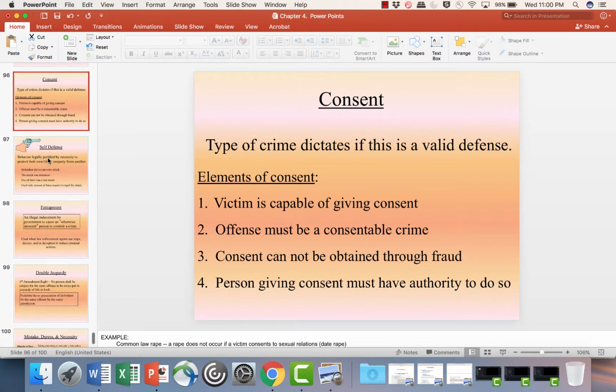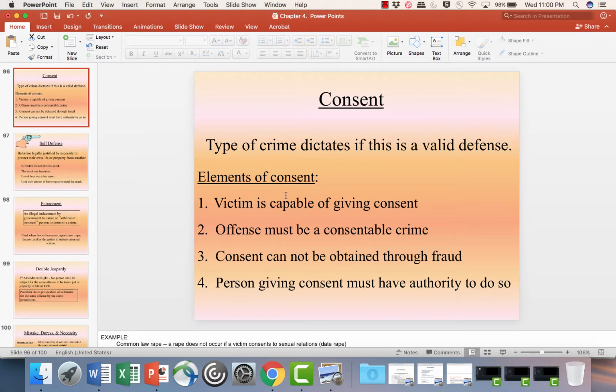Consent is just that the type of crime dictates if this is a valid defense. Is the victim capable? Is the victim of high enough cognition that they could actually give consent? The offense must be a consentable crime. The consent must not be provided through fraud. And the person giving consent must also have the authority to do so.